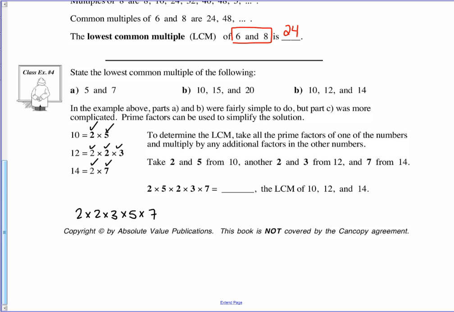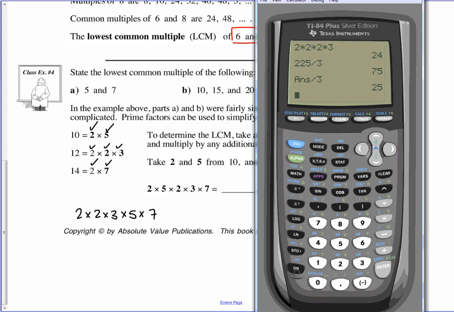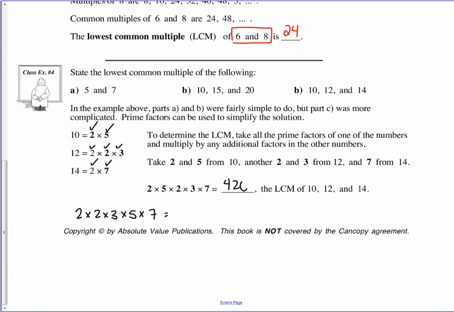And so now we can multiply these together. 2 times 2 times 3 times 5 times 7. What does that equal? Let's do it together. 2 times 2 times 3 times 5 times 7 is 420. Did you get the same thing? That would have been like, if we had to list all the multiples of 10, 12, and 14, that would take a while to get to 420, right? So this is going to be a lot quicker method to finding lowest common multiple.